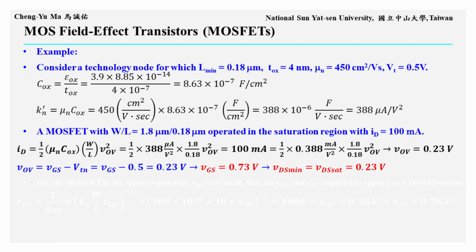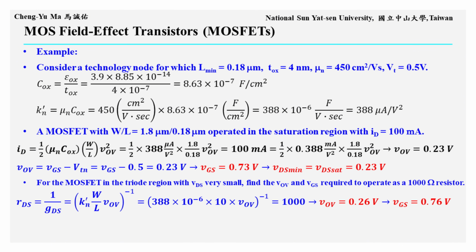Therefore, the minimum drain to source voltage needed to enter saturation is VDS min equals VDS sat equals VOV, or 0.23 volts.